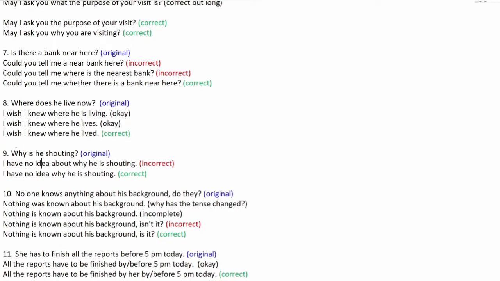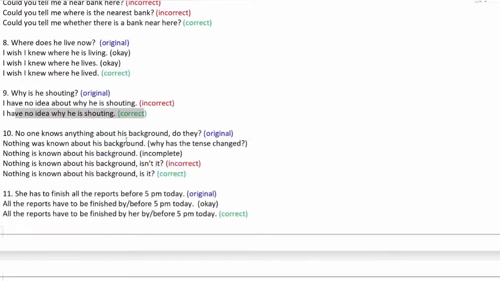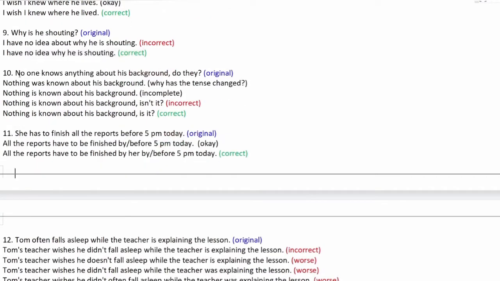Okay, let's see number 9. Why is he shouting? I have no idea about why he is shouting. No, that's not correct at all. I have no idea why he's shouting. Keep it plain and simple, as plain as you can. No one knows anything about his background, do they?